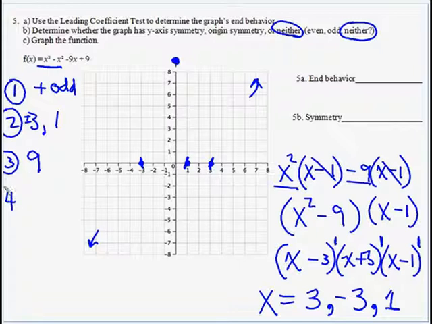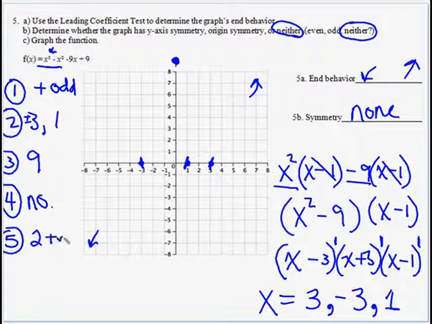Step 4 was our symmetry. Symmetry, there is none. Ooh, I guess we could write end behavior here, right? Down, up, symmetry, none, or neither. So that was step 4, no symmetry. Step 5 was number of curves. This is a third power function, so we're going to have 2 turns or 2 curves in the graph when we're done graphing if we do everything right.